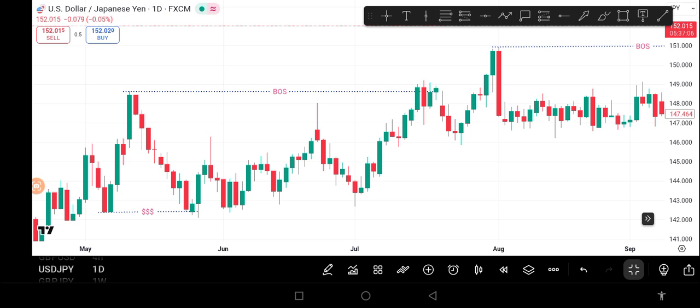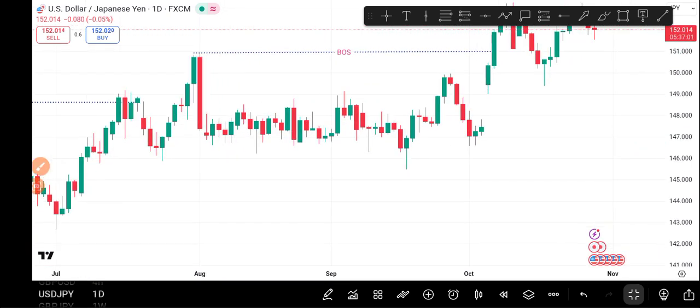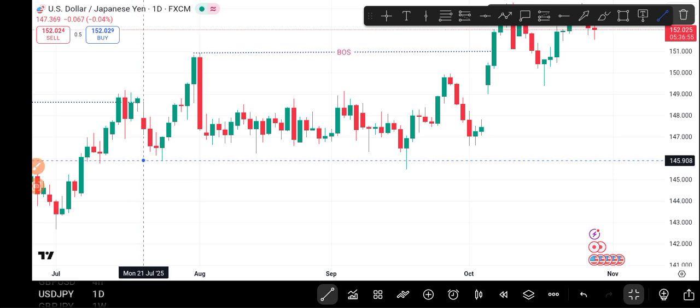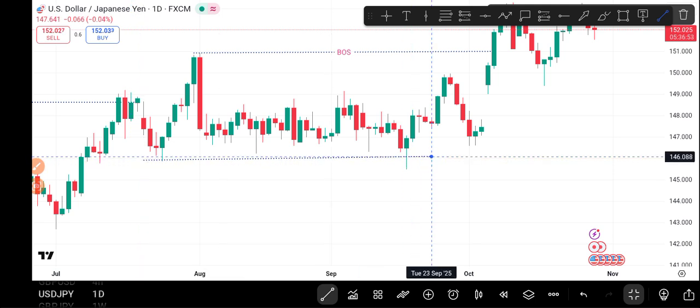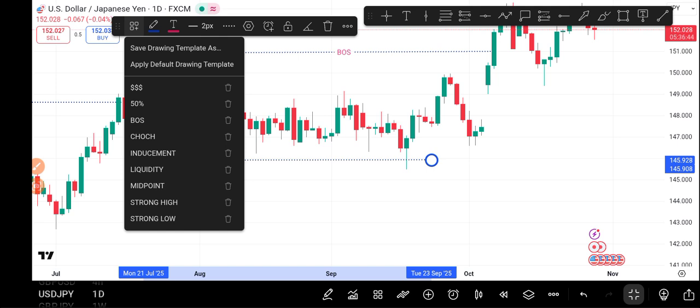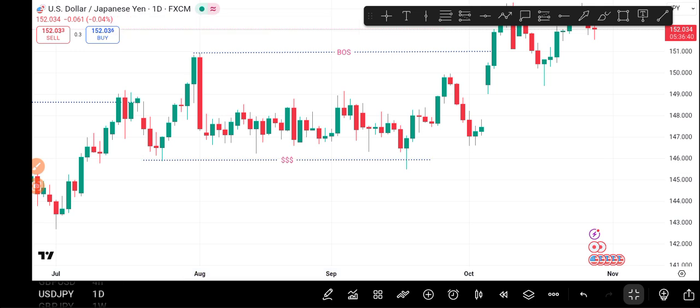Now what did the price do? Let's check what the price did. The price came, let me mark this sweep of liquidity. What did the price do? The price came back. You know, it induced traders to take a buy from that point.